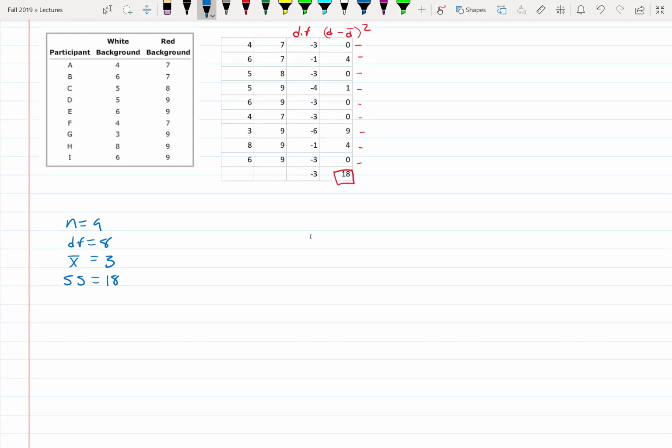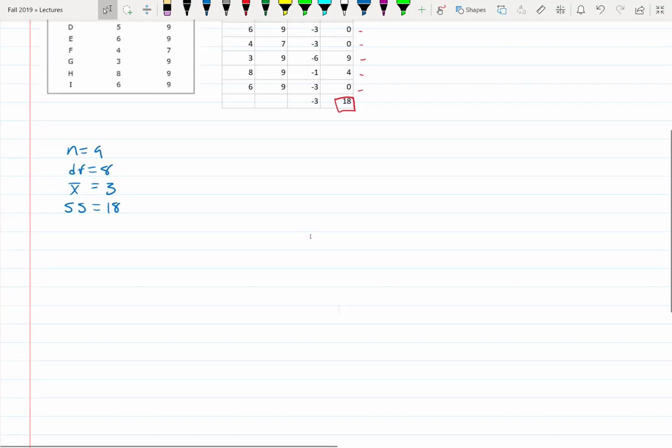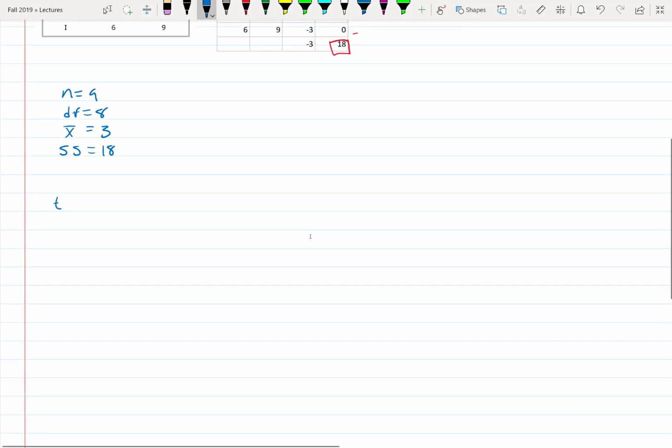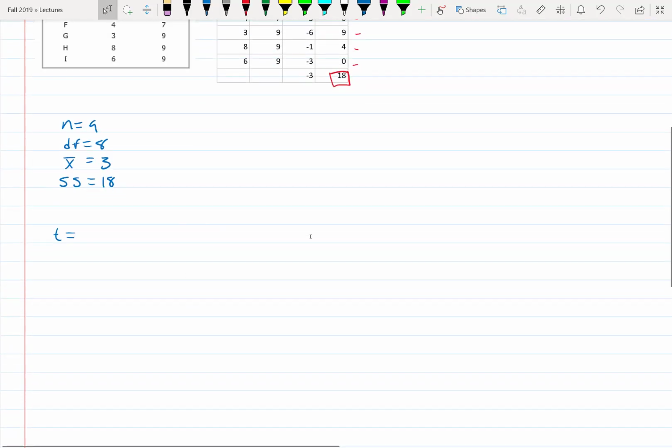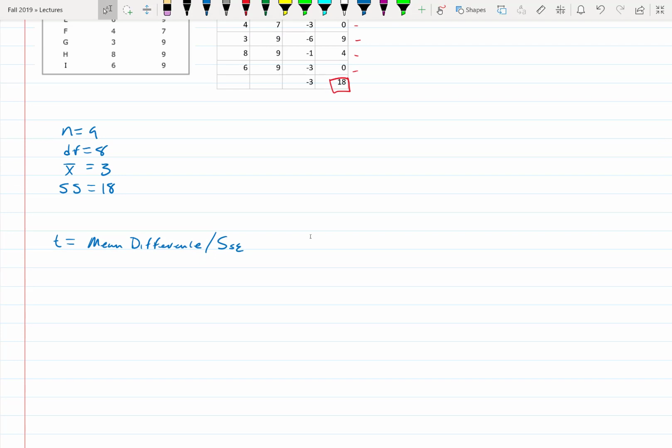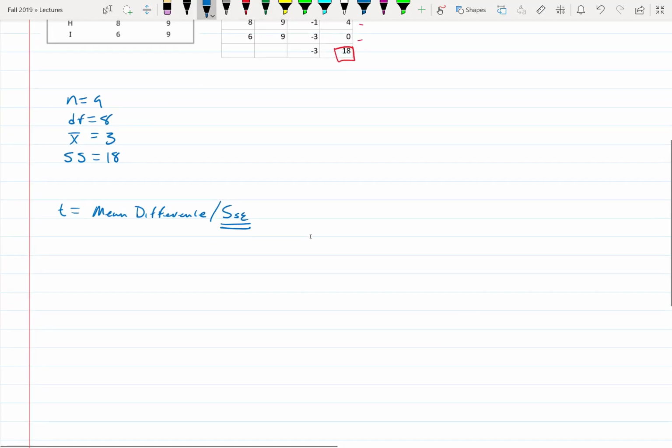All right, what do we need to solve this problem? Well, let's look at the formula. It's not actually quite our usual formula. Take our mean difference, and we're going to divide by the standard error, the appropriately calculated standard error. Our average mean difference is 3. So we have that. Do we have our standard error? No, we don't have a standard error here.